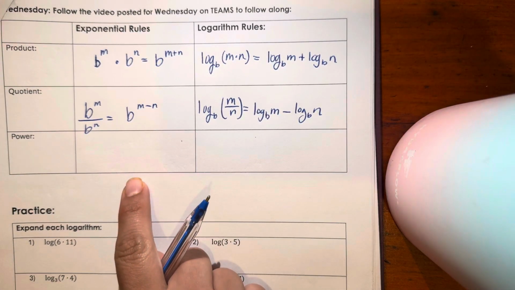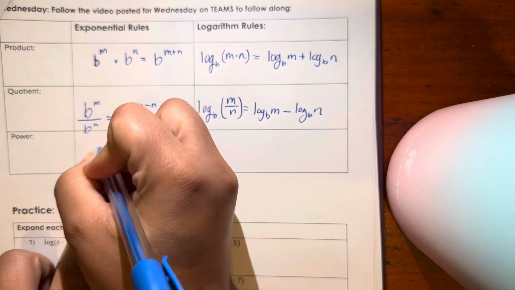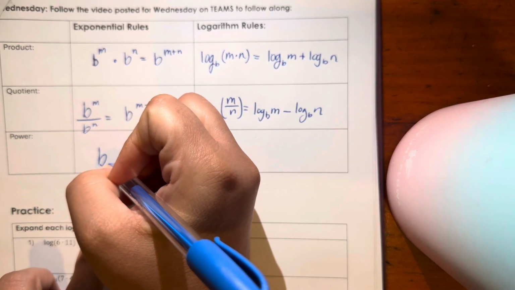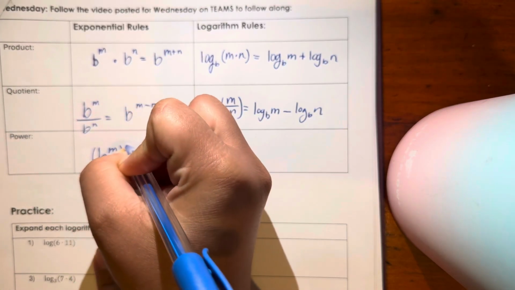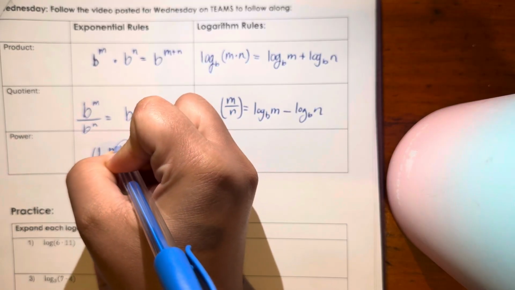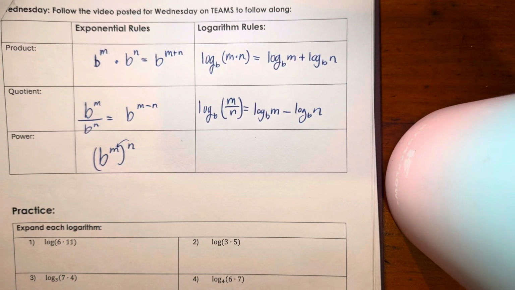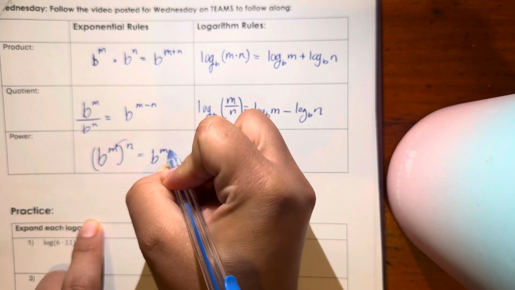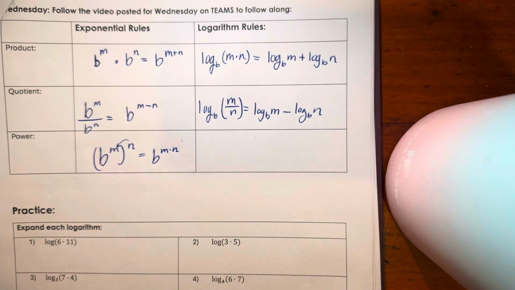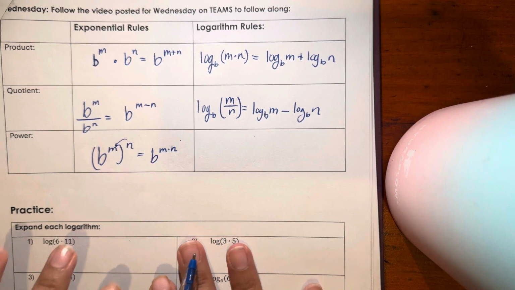So the power rule in this one is, if we have a base b, and let's say we have the exponent m, and then we bring it to another exponent n, then you just multiply those. It's kind of like distribution. So it turns into b to the m times n. They multiply together. With logs, it's a little bit different.